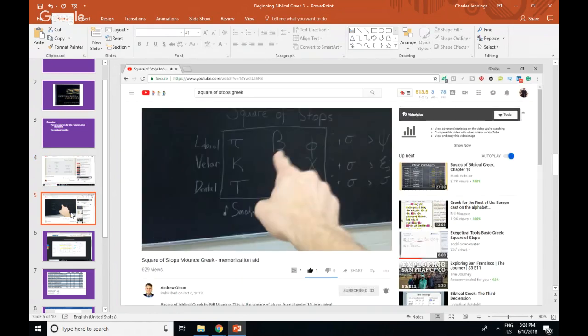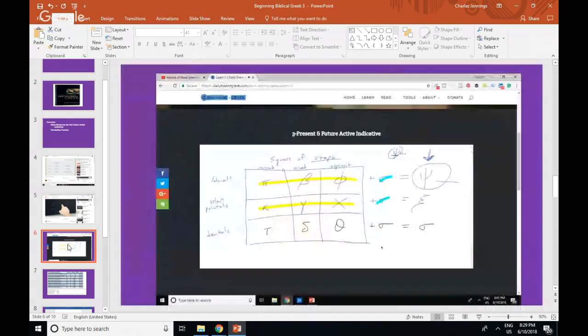This one is pretty cool. This focuses specifically on the square stops, and this is to the song "Smoke on the Water," and so it's very catchy and easy to remember. Okay, this video is actually the teaching from Black's book done by Robert Plummer at Daily Dose of Greek, and here's a picture of the square stops. And of course, you can have the whole discussion on the present and the future right there.